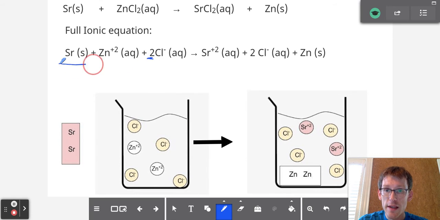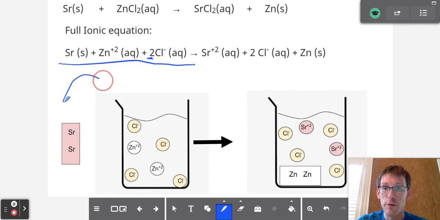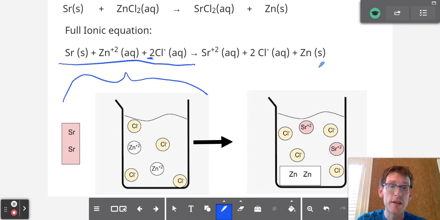This is the left side of the equation. On the right side of the equation, we now have strontium ions that are aqueous. They are not connected to the chlorides, so we keep them separate and call them aqueous. We put the chloride separately, also aqueous. They haven't changed. And then we have the zinc metal that's solid at the end. Looking through here, I see it's the 2 Cl minuses that are aqueous at the beginning and the 2 Cl minuses that are aqueous at the end that haven't changed. So my full ionic equation is written here.